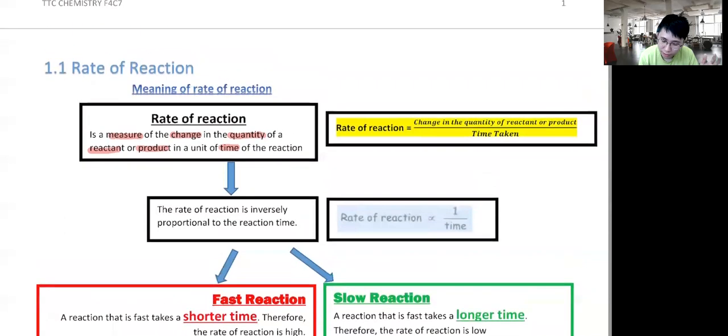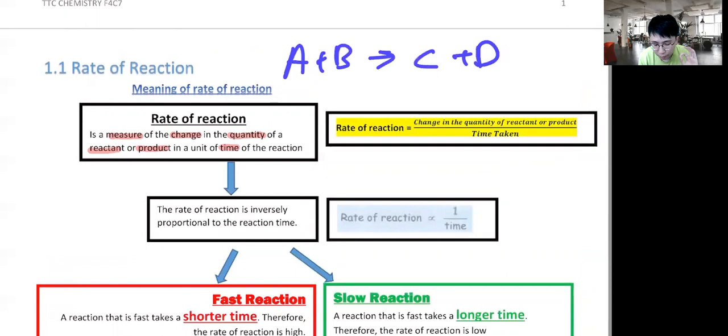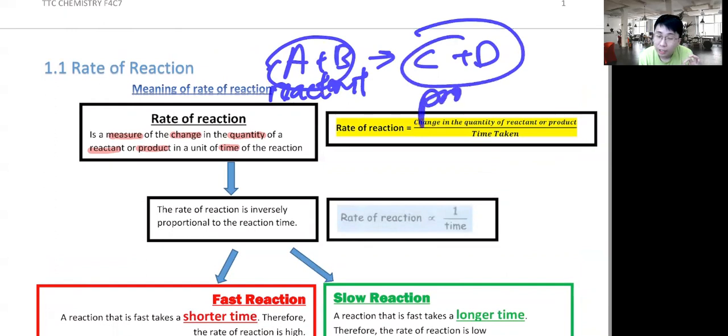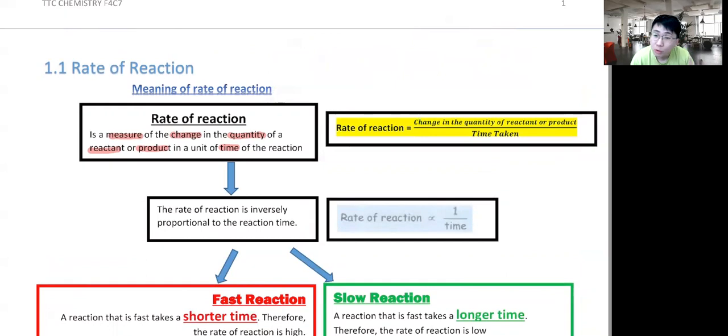Let's say I have a reaction, A plus B, you form C and D. Before you react them, A and B are known as reactants. After you react them, they turn into products. So this is the difference between reactant and product. Either way, you measure either one side, then you have the time taken for the reaction to happen. Then you can take the value, the quantity, probably the mass or maybe your volume, over the time taken, and you should be able to find the rate of the reaction.